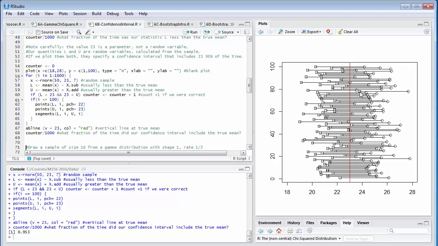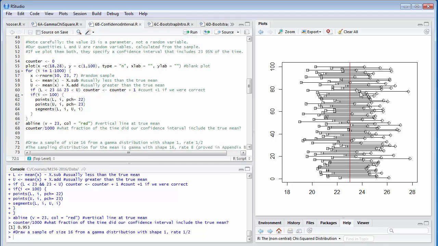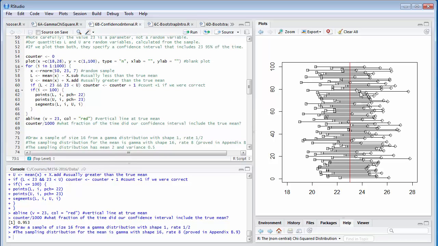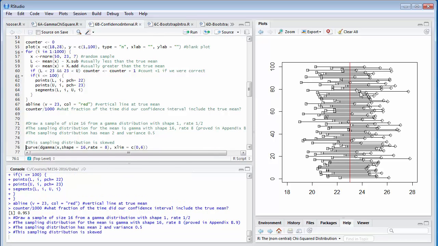Okay. Now let's change this very slightly. Let's use a skewed distribution. We'll use a gamma distribution with a shape parameter of 1 and a rate parameter of 1/2, and the sampling distribution is therefore something with a shape parameter of 16 and a rate parameter of 8. So again, we know the actual sampling distribution, but it's not a normal distribution. It's a skewed distribution, and theory says it's got a mean of 2 and a variance of 0.5.